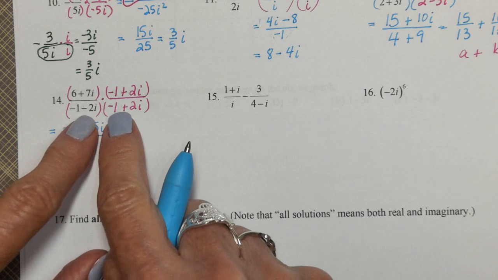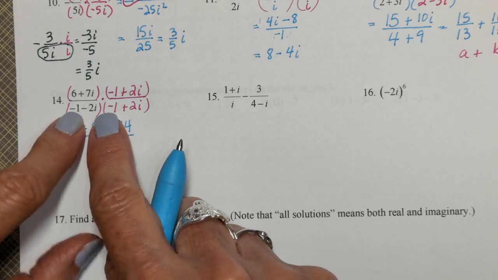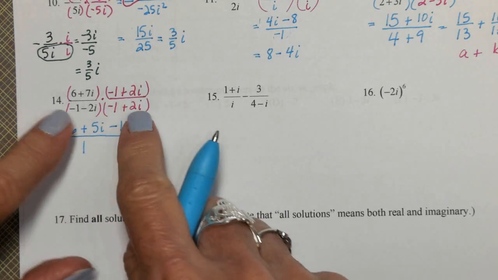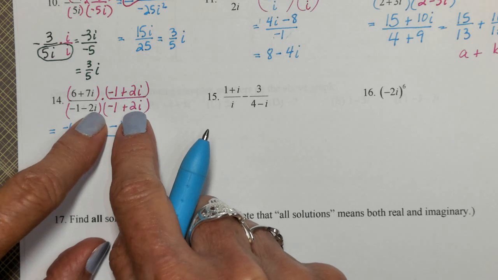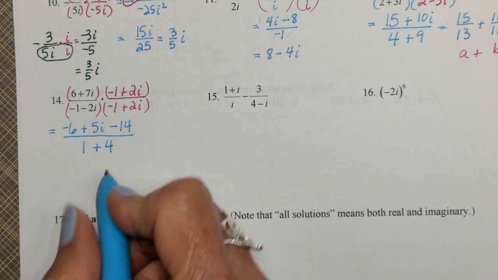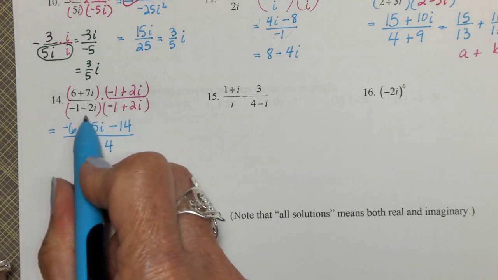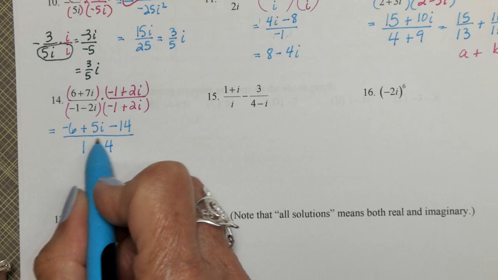Down the bottom, we remember that these are complex conjugates, so the middle term is going to zero out. Negative 1 times negative 1 is 1. Negative 2i times 2i would be a negative 4i squared, but i squared is negative 1, so this will be a plus 4. When you're multiplying complex conjugates together, you should have only positive numbers down here.